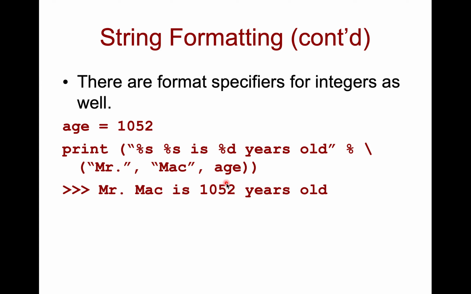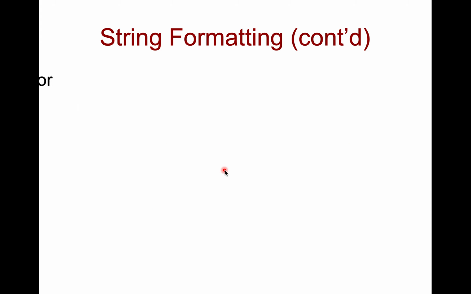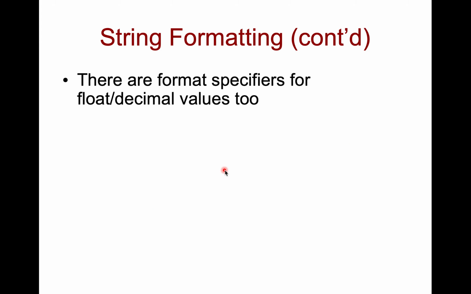If you said Mr. Mac is 1052 years old, then that's right. This Mr. is the first %s, which is this Mr. right here. The Mac is the second %s, which is Mac right there. And the 1052 is the %d, which was replaced by whatever was stored inside age. So for integers, we use %d. And there are format specifiers for float and decimal values as well.